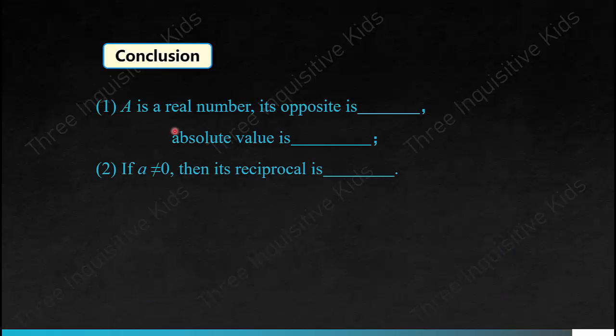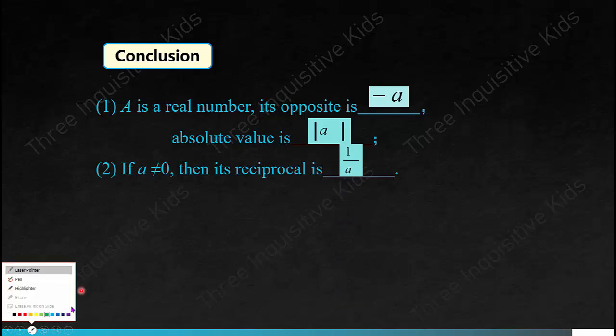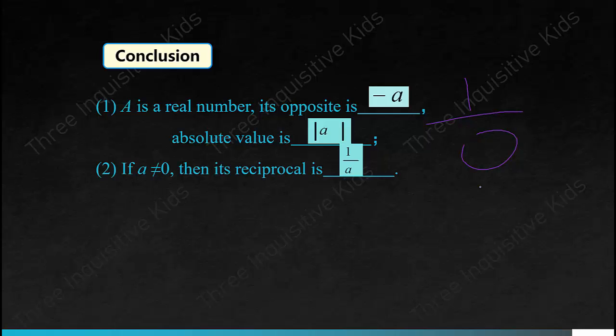The conclusion. If the number A is a real number, its opposite is just negative A, and its absolute value is the absolute value of A. That's how you would say it. And if A does not equal 0, then its reciprocal is 1 over A. Why do I have to say A is not 0? Because we can never have 0 on the bottom. It doesn't make sense. So, okay.